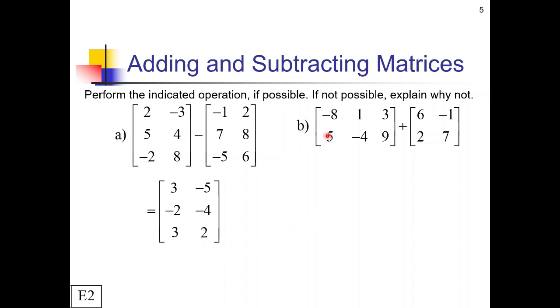Next up, part B. Well, this one we have the same number of rows, but we have a different number of columns. So this one, since we have different dimensions, would be undefined. We just can't do it.